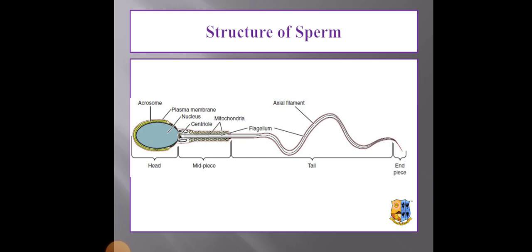Sperm make up only 5% of the final volume of semen, the thick milky fluid that the male ejaculates. The bulk of semen is produced by three critical accessory glands of the male reproductive system: the seminal vesicle, the prostate, and the bulbourethral glands.